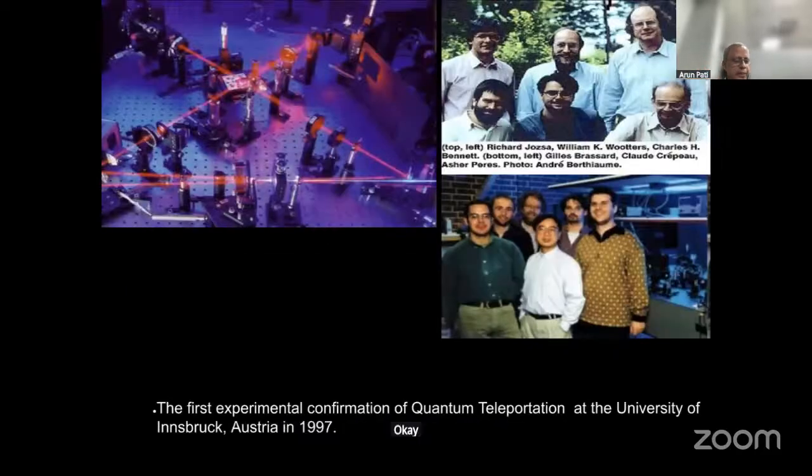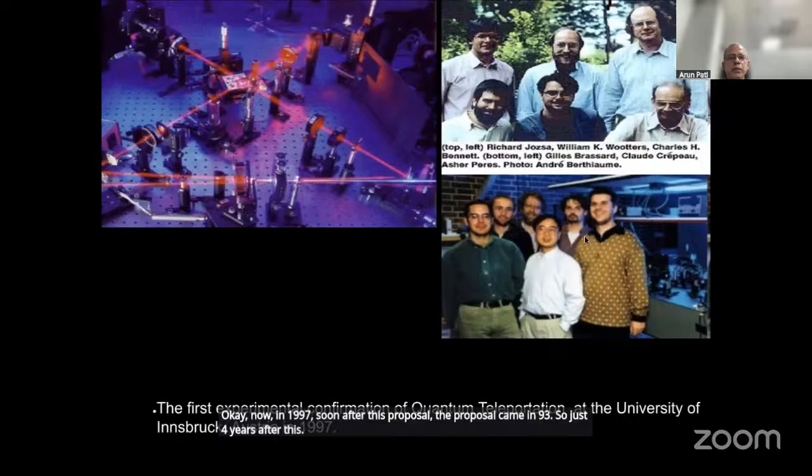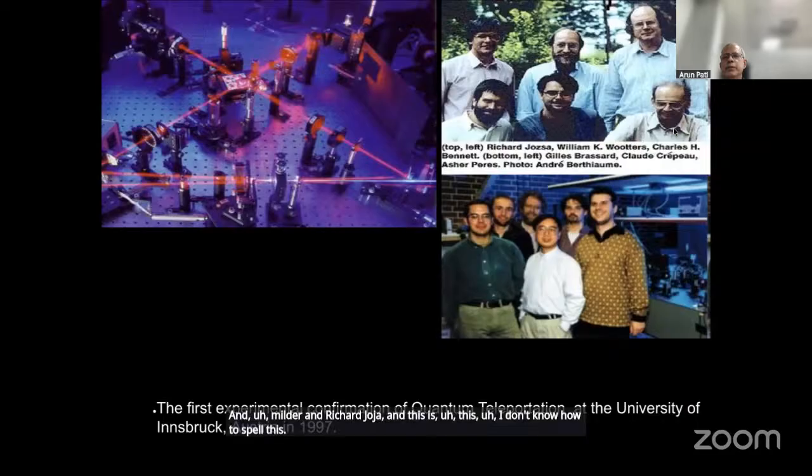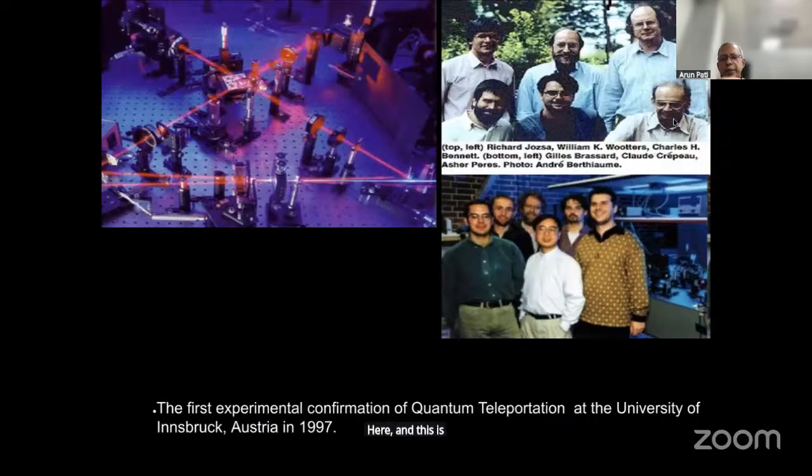Okay, now in 1997, soon after this proposal, the proposal came in 1993, so just 4 years after this, this group in Austria did the first experiment. They teleported a single photon over a few meters distance, and here you see Charles Bennett here and Gilles Brassard here, and Richard Jozsa, and this is, I don't know how to spell this person here, and this is Asher Peres.